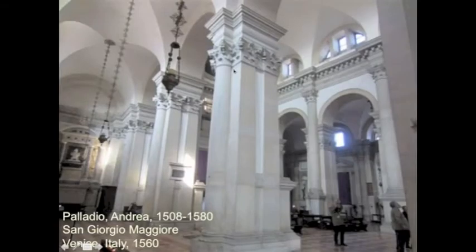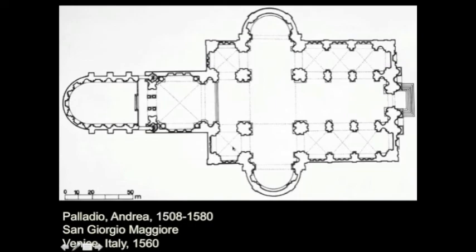Look at how Palladio deals with edge, or deals with corner. He really runs with the plasticity. Over here we see a technique that looks familiar, let's say, from Brunelleschi, where he has the gray stone and the whitish creamish stucco, but much more plastically developed. And by the time we get to the piers, it's a bundle of pilasters and columns that negotiate the turn fabulously.